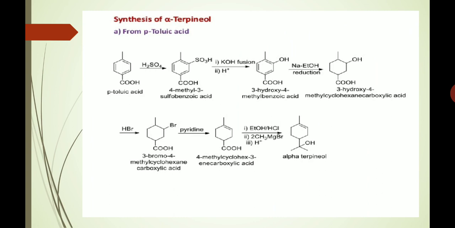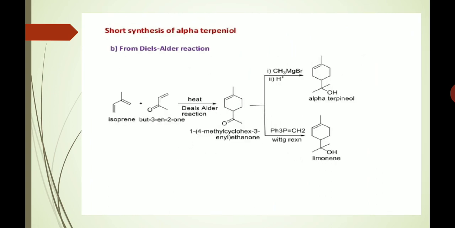Synthesis A is from para-toluic acid, that is, the starting compound is para-toluic acid, and with several steps we finally get alpha terpineol. And the second synthesis, which is a shorter one and involves a lesser number of steps, is from the Diels-Alder reaction. So this was all about the structure of alpha terpineol.